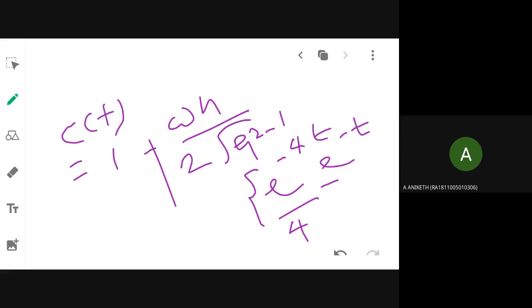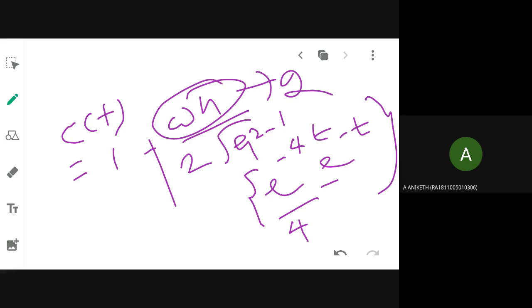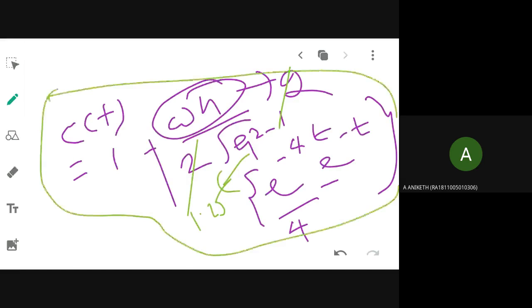Okay, alright. So you know what is omega n. Omega n you can substitute, 2 will get cancelled, and here you can substitute 1.25. So what will be 1 divided by square root of 1 minus zeta square? So this is how you will be obtaining the response, if you know directly what is the formula. Otherwise you have to derive from the beginning.